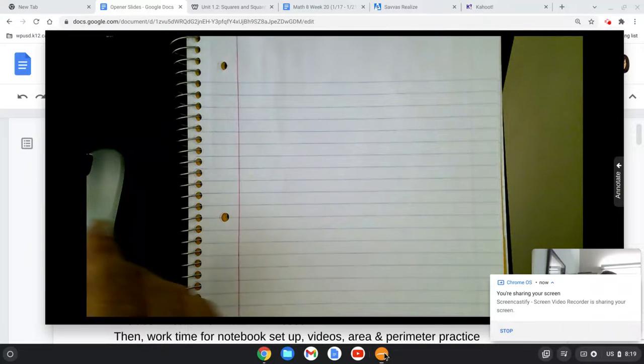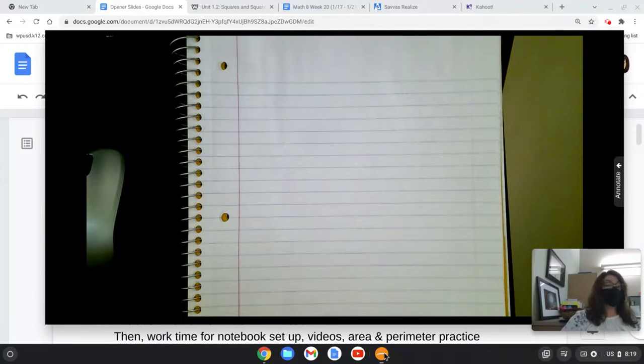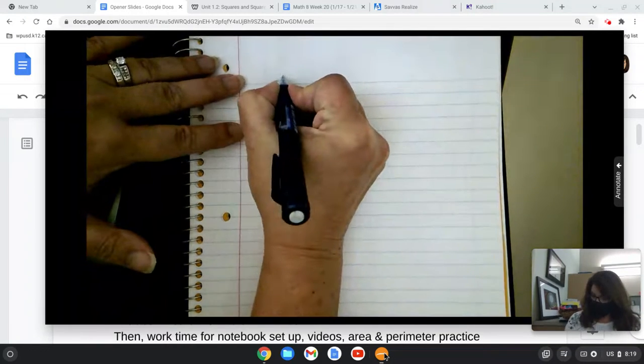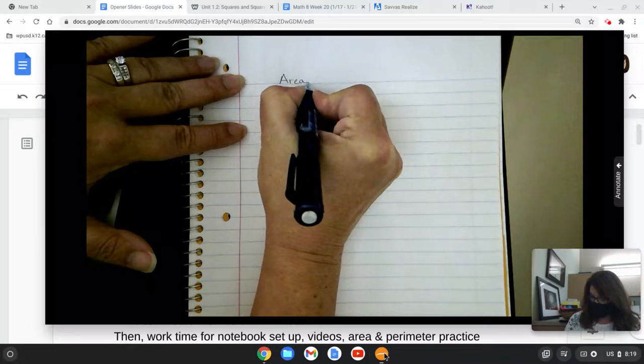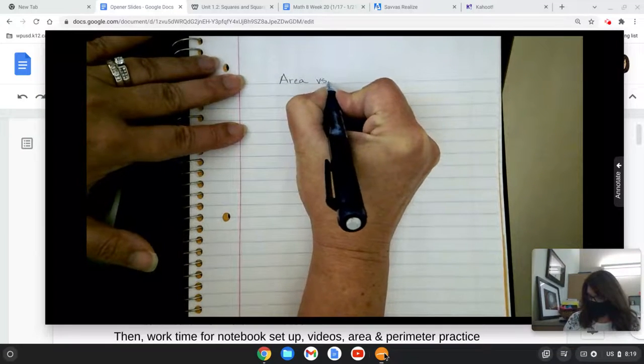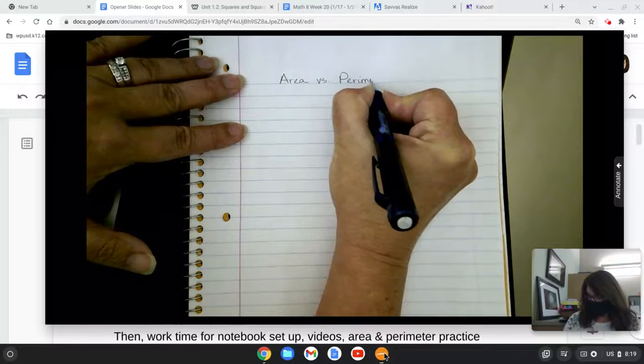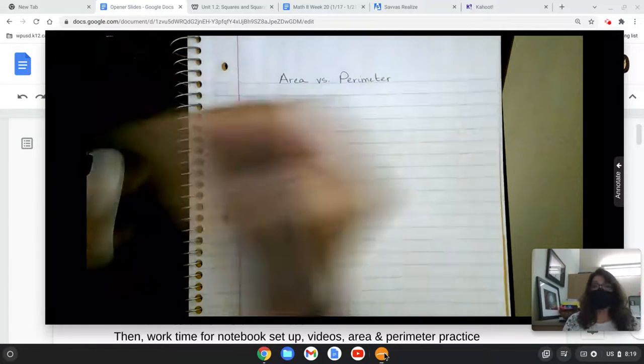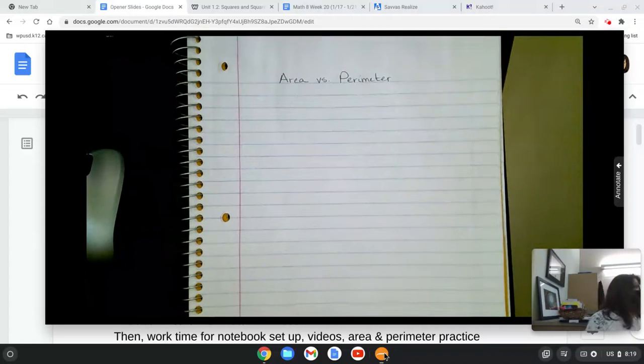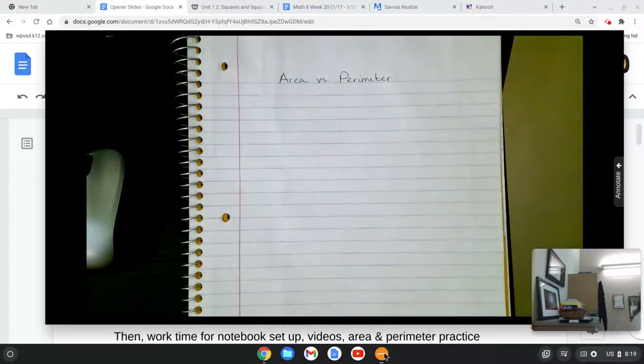Right, we are starting our mini lesson on area and perimeter. On this brand new page in your notebook, I want you to write in the title, area versus perimeter. Okay? This is really what we're talking about, area versus perimeter.